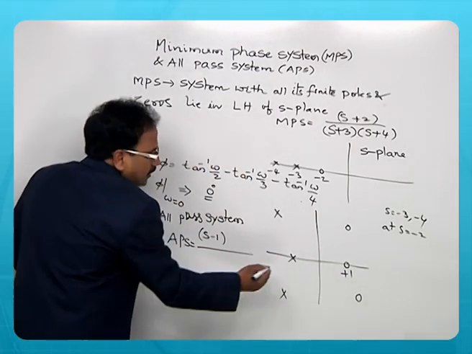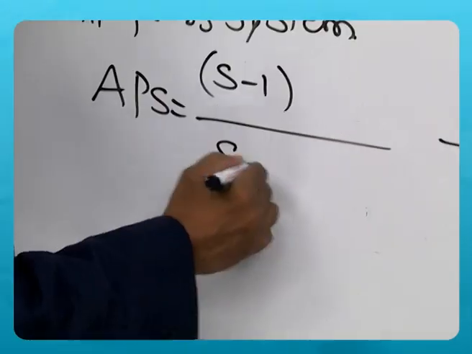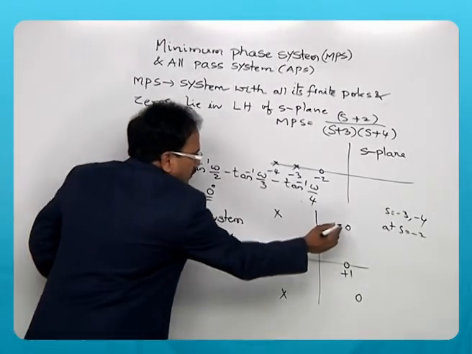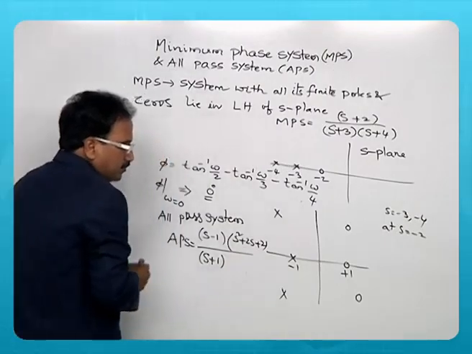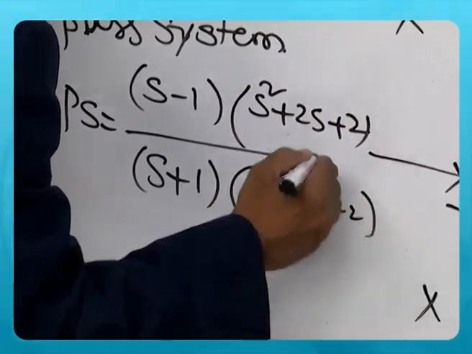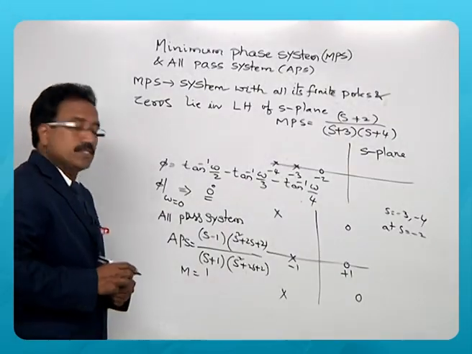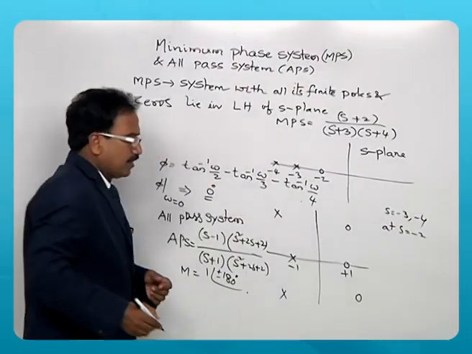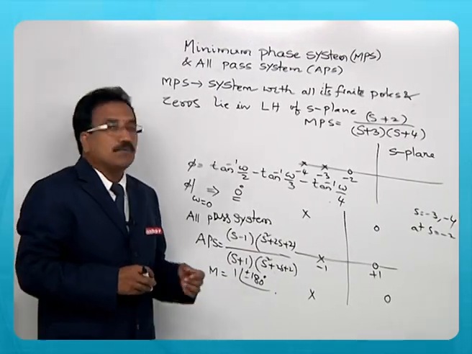Then there is a corresponding pole in the left half of the S plane at S equal to minus 1, so I must write S plus 1 here. Then these complex zeros, say S square plus 2S plus 2, have complex poles S square plus 2S plus 2. So the magnitude becomes 1 for such an all pass system, and the phase angle is plus or minus 180 degrees. Such a system is known as an all pass system.